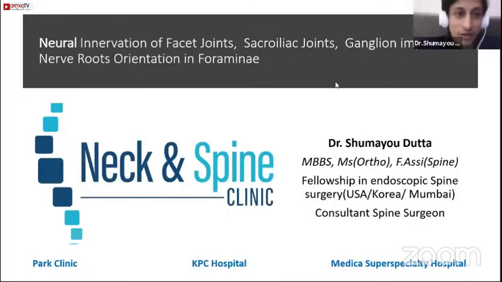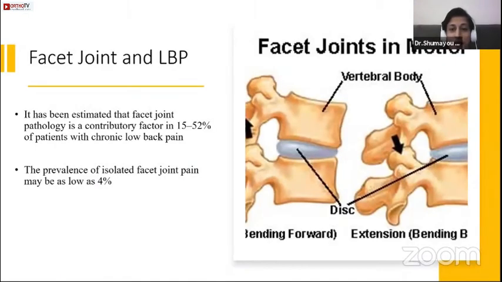Okay, so today I'll be talking about the neural innervation of the facet joint, sacroiliac joints, the ganglion impar, and the nerve root orientation in the neural foramina. So where there's a joint, there's movement. Where there's movement, there's degeneration, and where there's degeneration, there's pain. And the facet joint and low back pain have been associated with each other very closely.